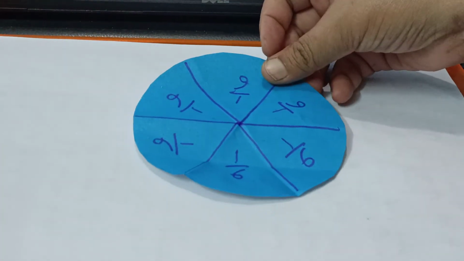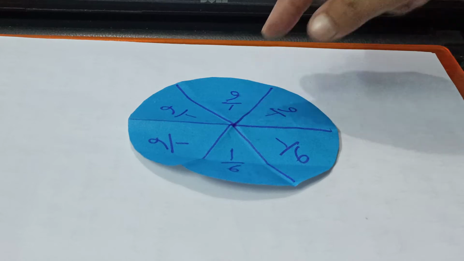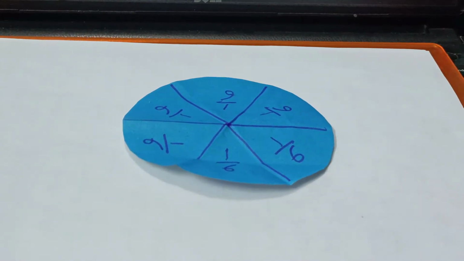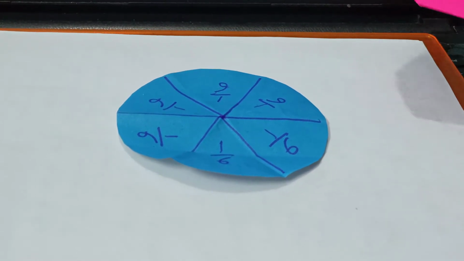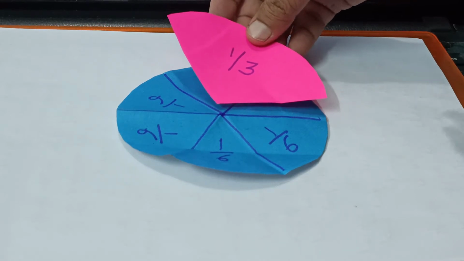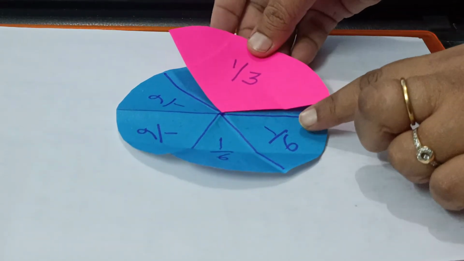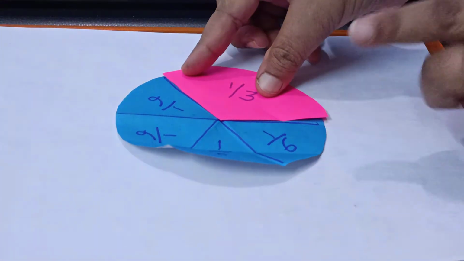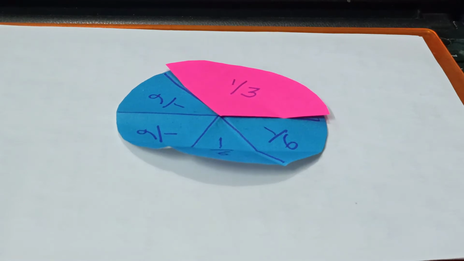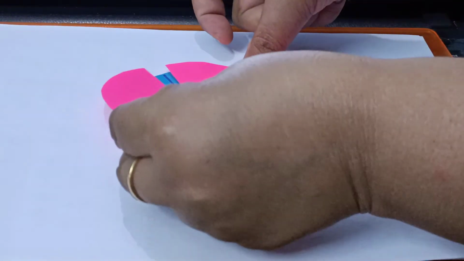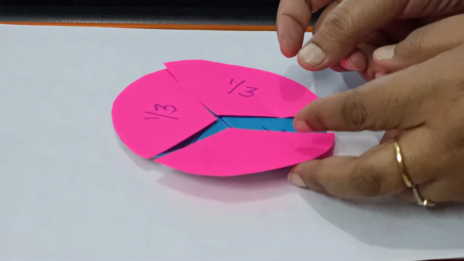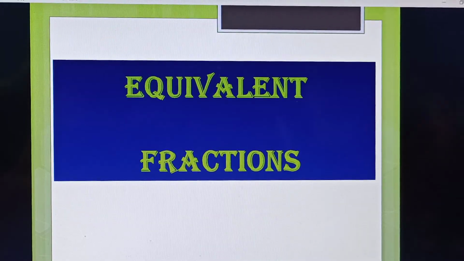To make 1 by 3 or 3 equal parts of the circle, I'll use the same circle. I'll keep one more circle on the 1 by 6th part having circle, and I'll hide one line in this way. So 2 parts of 1 by 6 give me 1 by 3. Once again, I'll hide this line and I'll get 1 by 3. So this way I can get 3 equal parts of a circle.